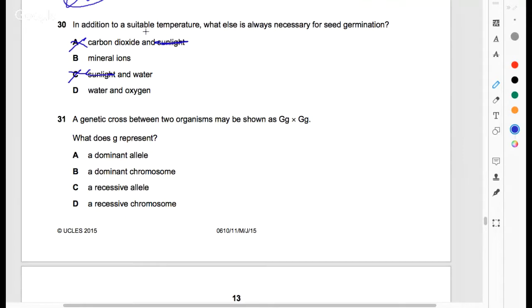And remember, the seed contains both the genetic information and a big energy store. The energy store is used by respiration to allow the seed to grow and penetrate through the surface of the soil, and then start photosynthesis to generate its own energy. So we need oxygen for this respiration, and we need water because this energy store is stored dry, and you need water to increase the mass and the size of the plant. So water and oxygen is the correct answer.